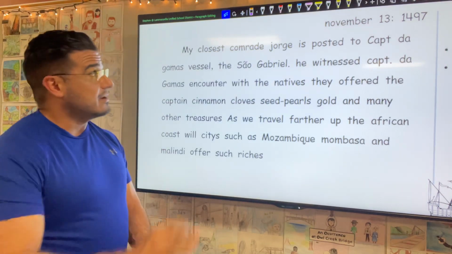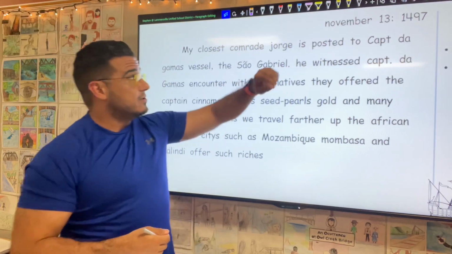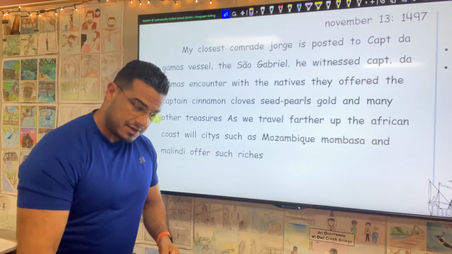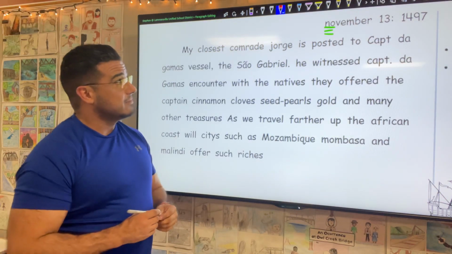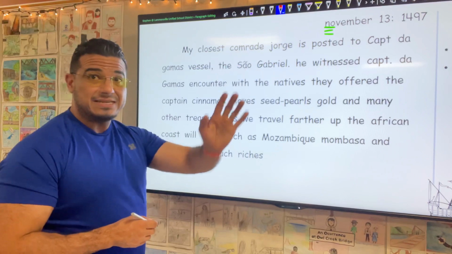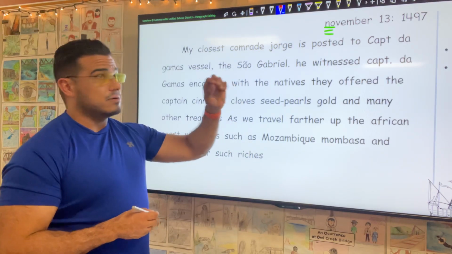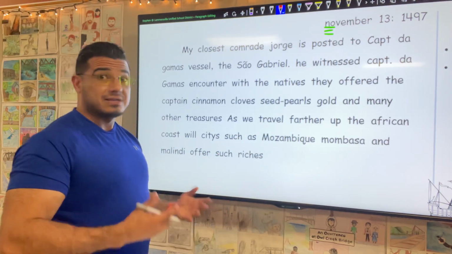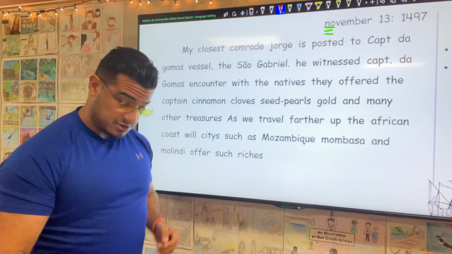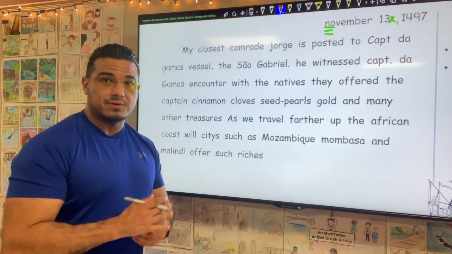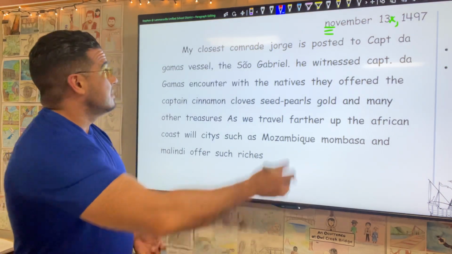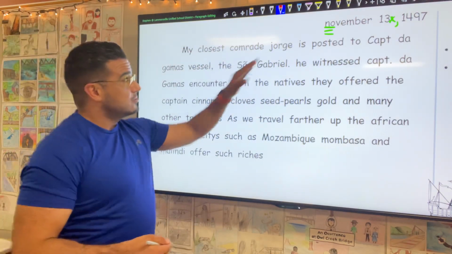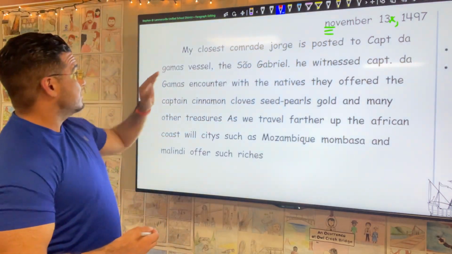In the upper right, so right over here, we notice that the proper noun, the name of our month, November, is lowercase, when in fact it should be uppercase, which we're going to do now, followed by the date, which preceding that, the punctuation mark is known as a colon, suggesting that you're introducing a list or an explanation. This is not the correct punctuation mark. Instead, we're going to strike it and replace it with a comma to transition into the date. All right, first sentence begins with a capital, so we're good. My closest comrade, George, is posted to Cap de Gama's vessel.